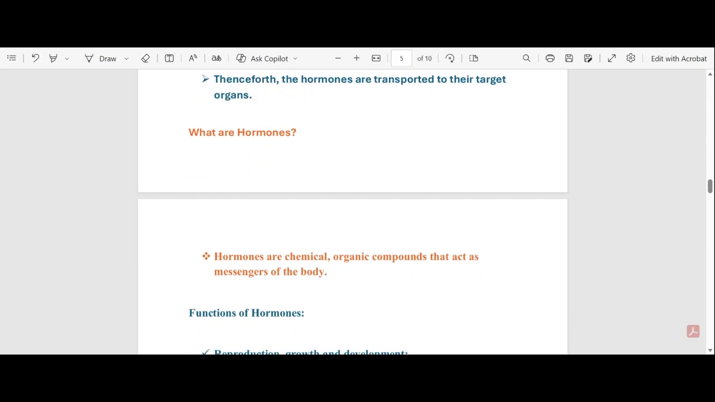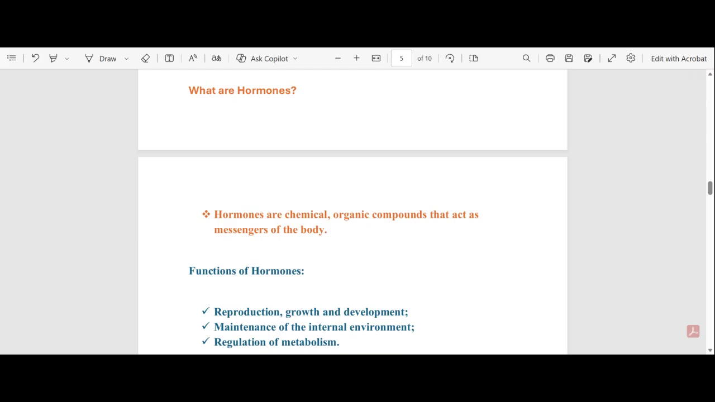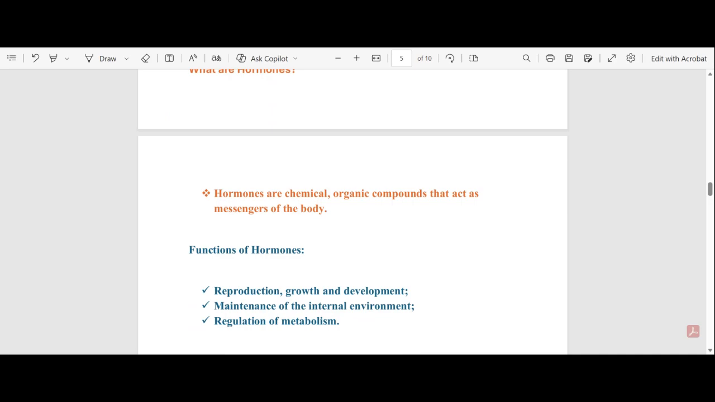This is a summarized version of what you'll get in a textbook, but it's everything that you need in your exam. It contains each and every detail based on what they ask in your exams most of the time. So what are hormones? Hormones are chemical organic compounds that act as messengers of the body. Remember, in the previous chapter, the nervous system, what was the system using as messengers? The nervous system was using electrical impulses, but now the body is using hormones to send messages or communicate, because you use messages as a means of communication.